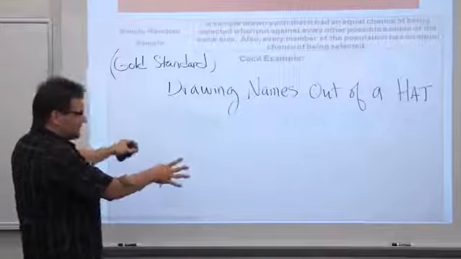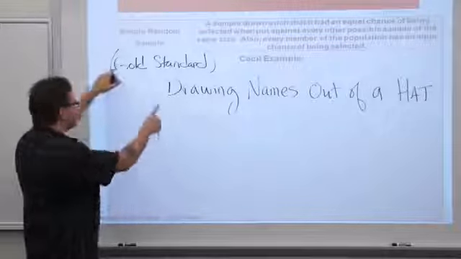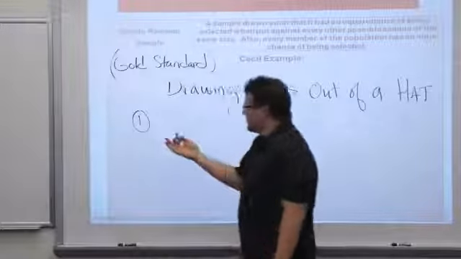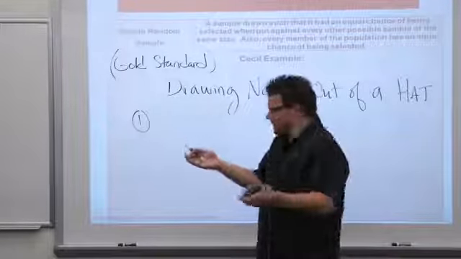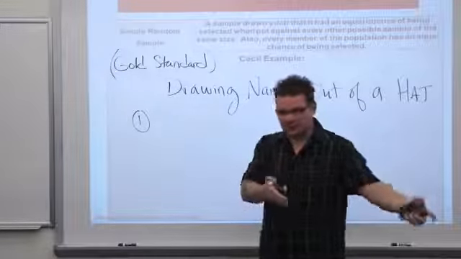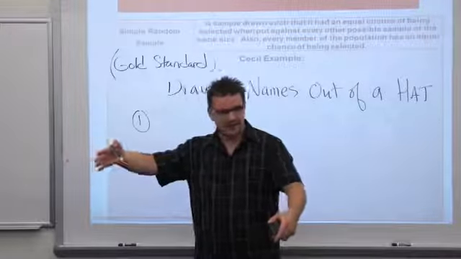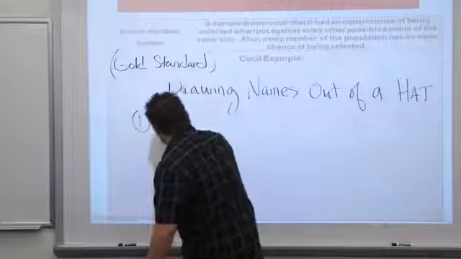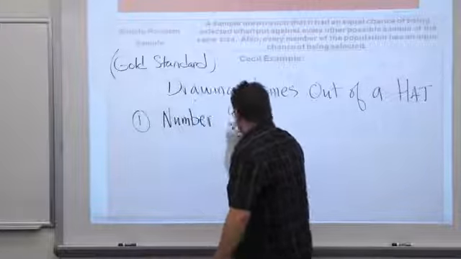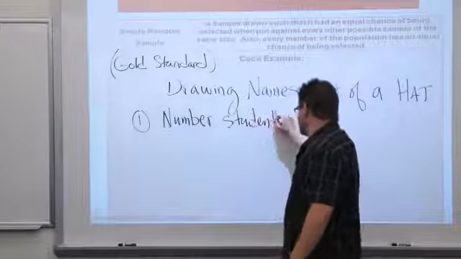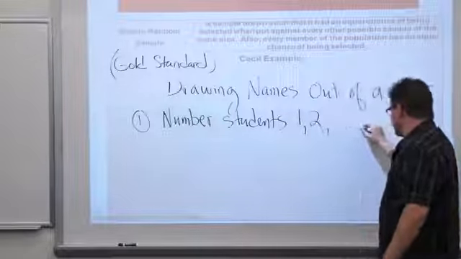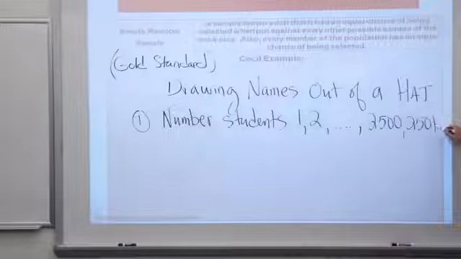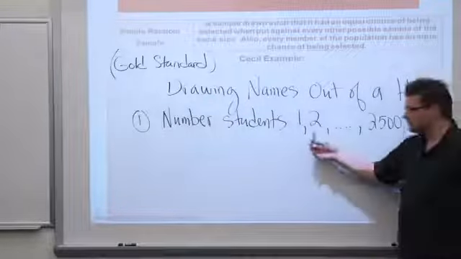I want to show you how difficult this would actually be. These are hard to do in practice. Step one, we'd have to number every student. So the first student would get number 1, the second student would get number 2, so on, and then the 2500th student would get number 2500, all the way down the line. Step 1, number students. 1, 2, and so on, up to 2500. Everybody gets a unique number.